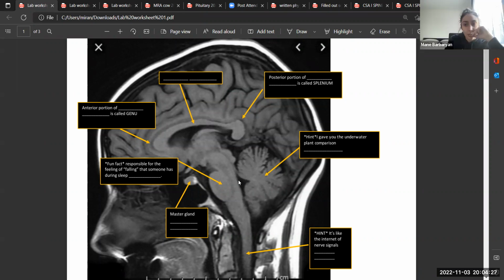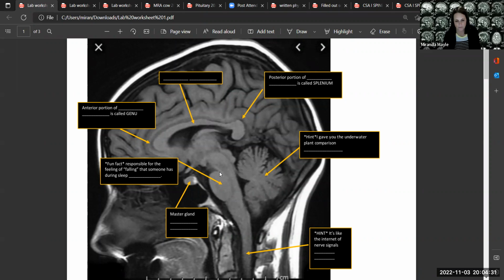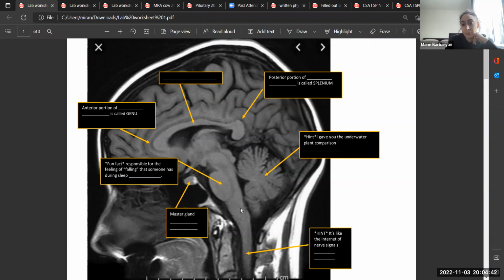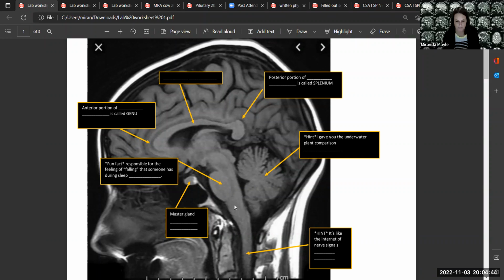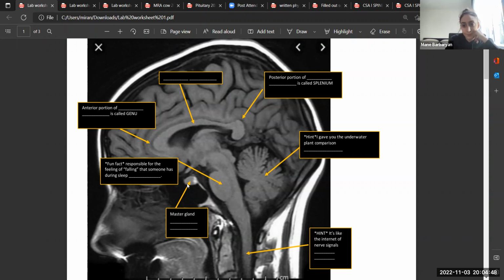How about this triangular shape region? Fourth ventricle. How about this round oval piece? Pons. How about the most superior portion of our brainstem? Midbrain. How about the most inferior portion? Medulla oblongata. Perfect. And this master gland that sits right here, what is this? Pituitary gland. And what does it sit in?